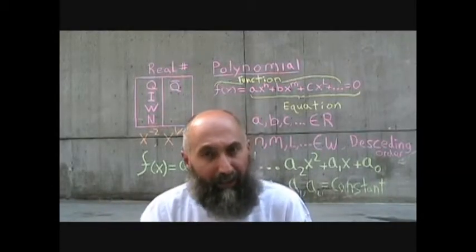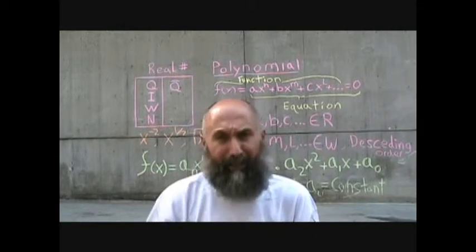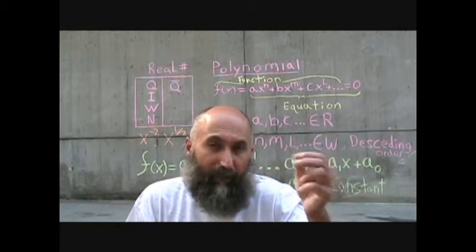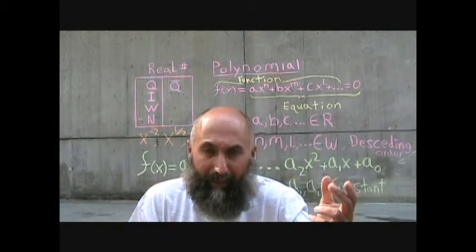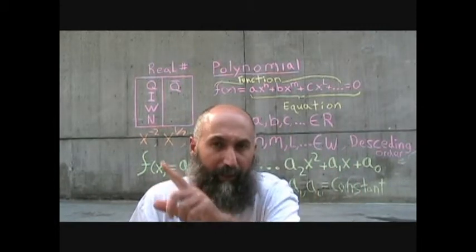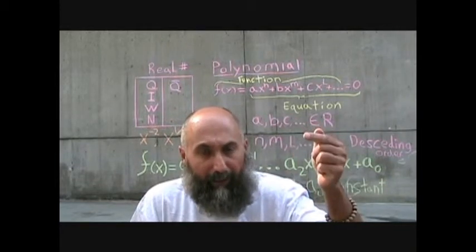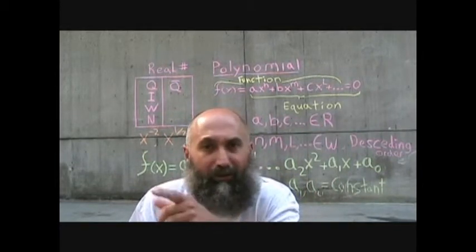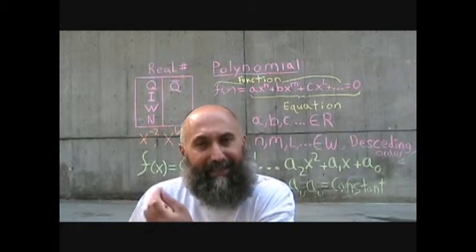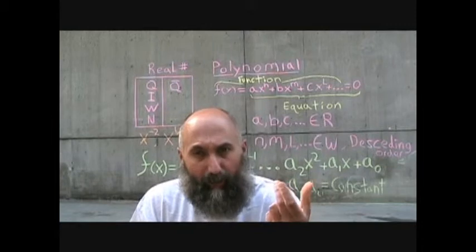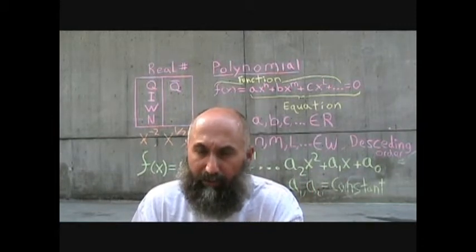So don't get confused, because a cubic function could be a monomial or a binomial. f of x is equal to x cubed. That's a cubic function, but it's only a monomial. x cubed plus 1 is still a cubic function, but it's a binomial now because it has two terms.